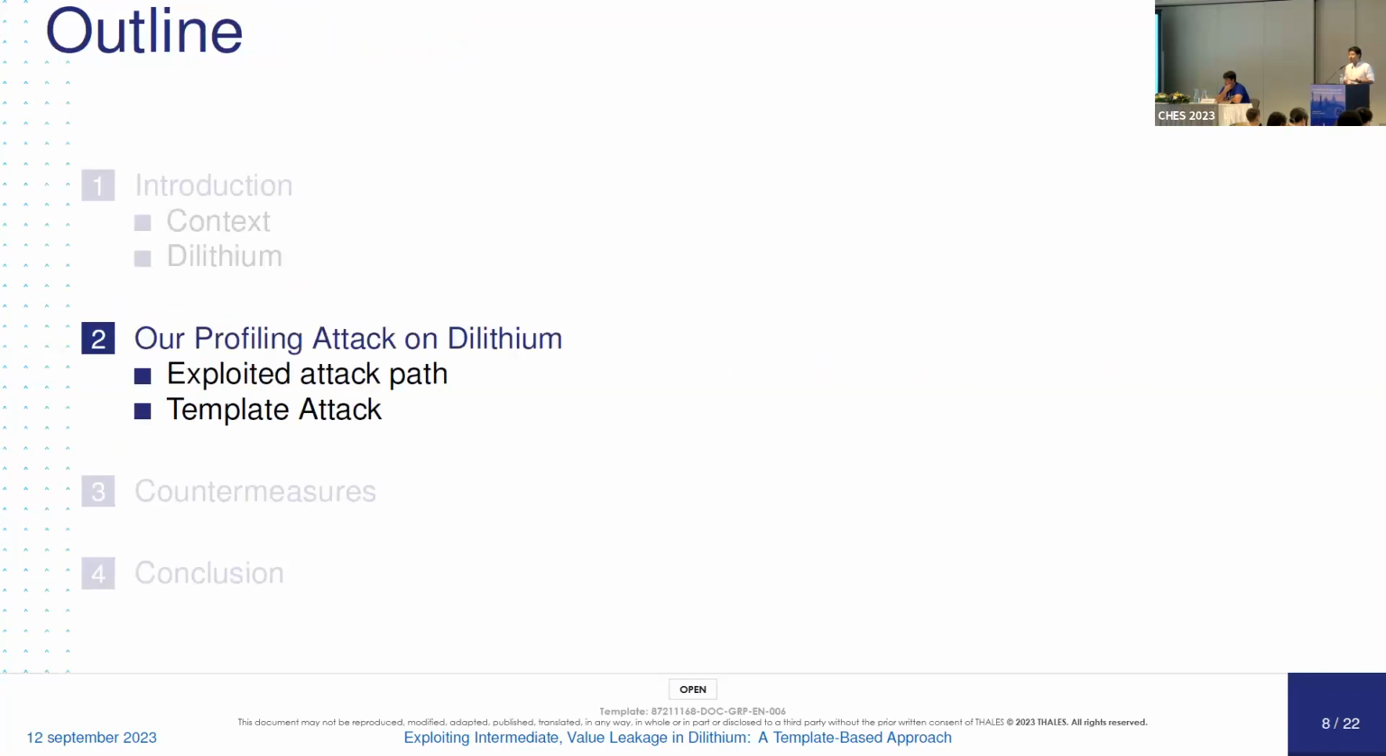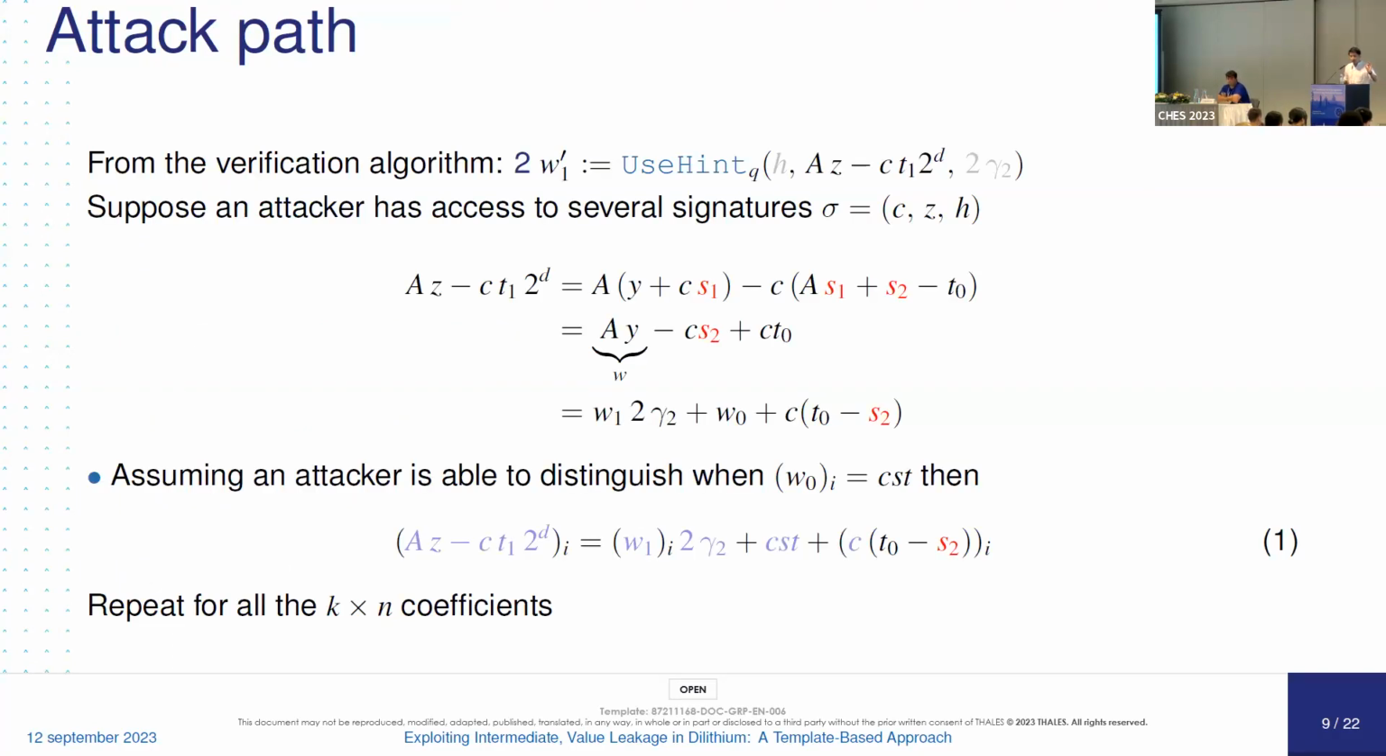So now for the main part of the presentation, our attack. Actually, the main idea comes from looking at the verification algorithm, and especially at line 2, where this quantity here will give us a relationship with W1, W0, and C times T0 minus S2. So here, if an attacker knows, for a given coefficient, the value of W0, then we have equation number 1, where all the purple values are known and where we can recover the corresponding coefficient of T0 minus S2.